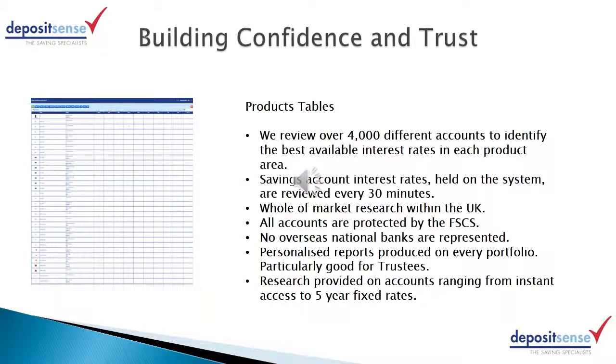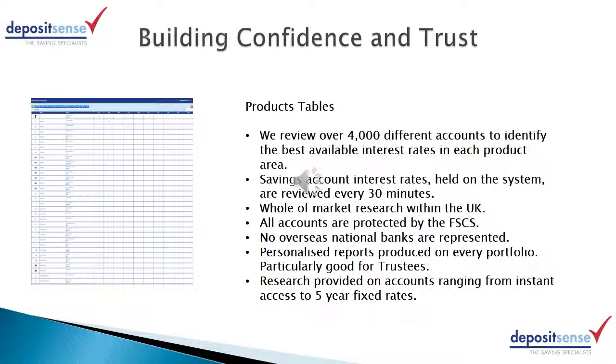You could then show them the product tables within the system, which illustrates the number of accounts that are reviewed. It illustrates the whole of market research that's provided, and it illustrates the independent selection that's made of the best savings account providers held within the UK. And it also shows that with a natural spread, a natural portfolio over 3, 4, 5 years, how the level of FSCS compensation protection will be spread over a number of advisors just by maximising the returns over a medium to long term portfolio.